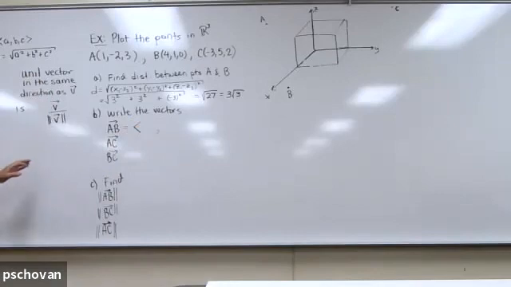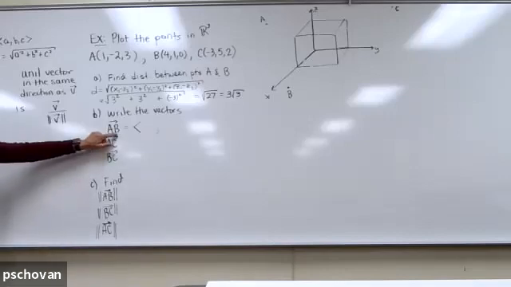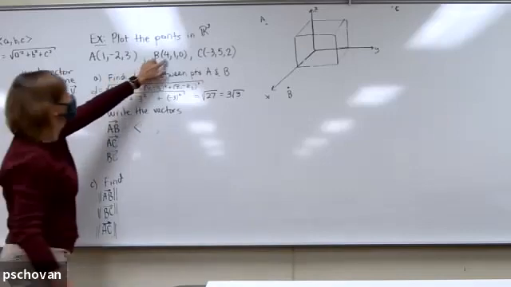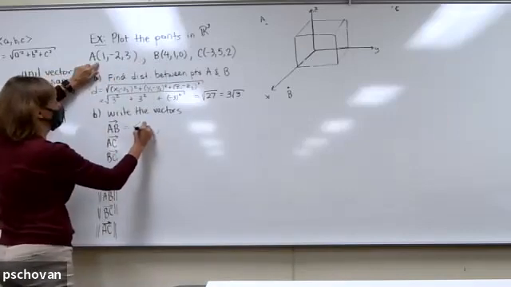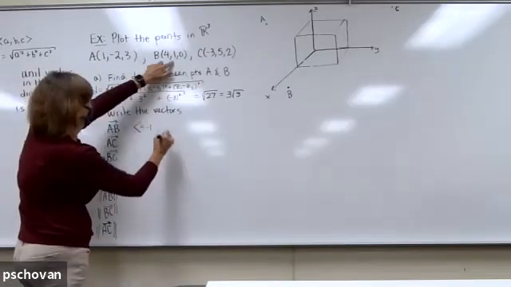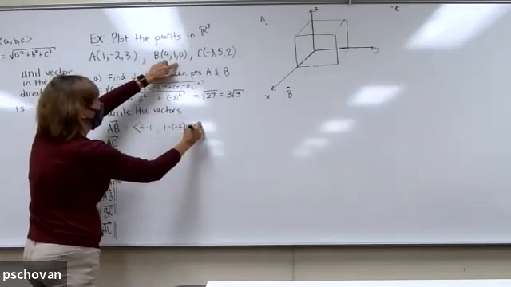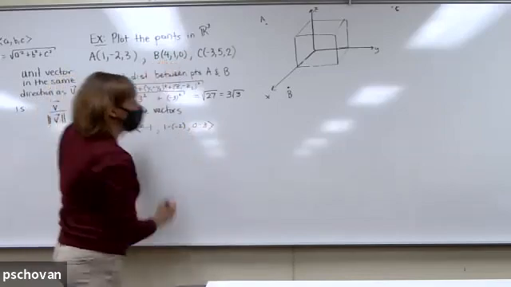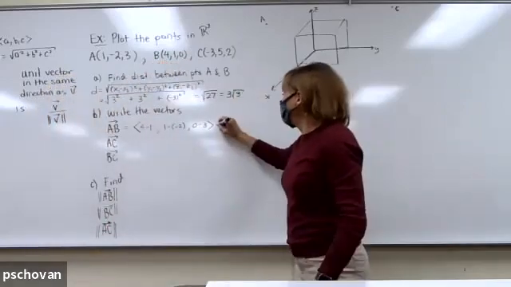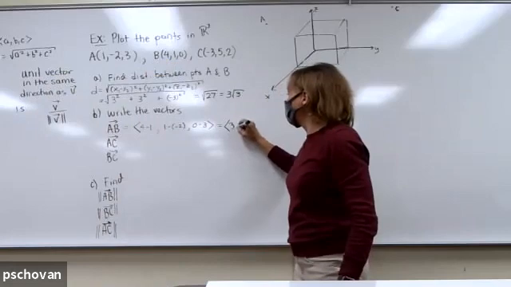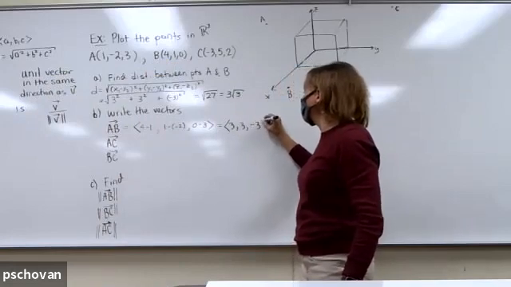How do I get the x component? Subtract, but you take the coordinates of the terminal point minus the coordinates of the initial point. So here we'd have 4 minus 1. And the next one I have 1 minus a negative 2. And the next one I have 0 minus 3. Order is important when you're forming the vector. So it's 3, 3, negative 3.